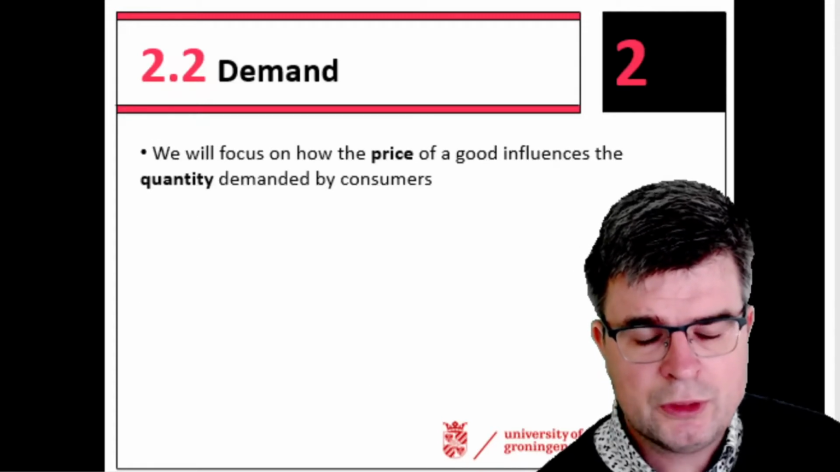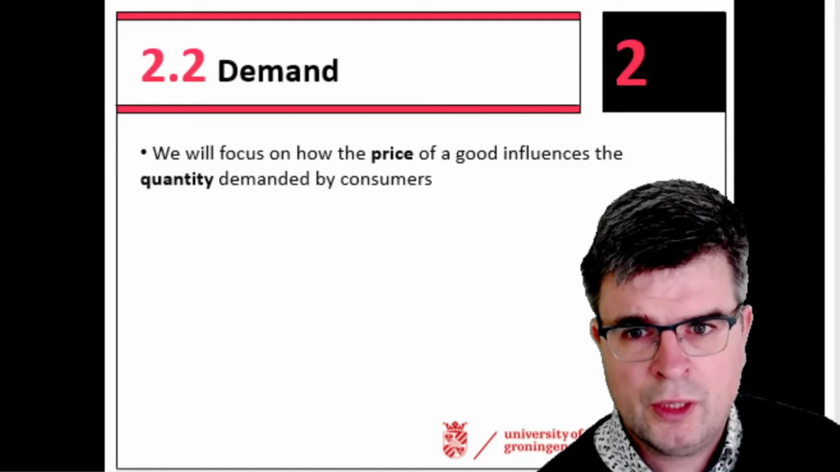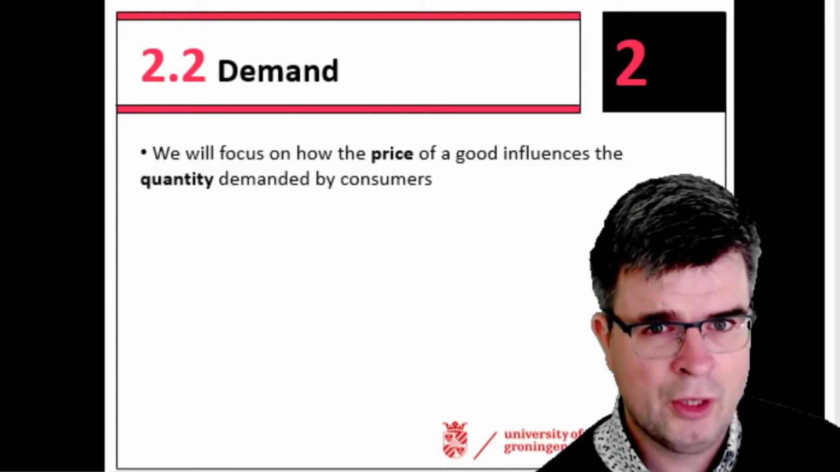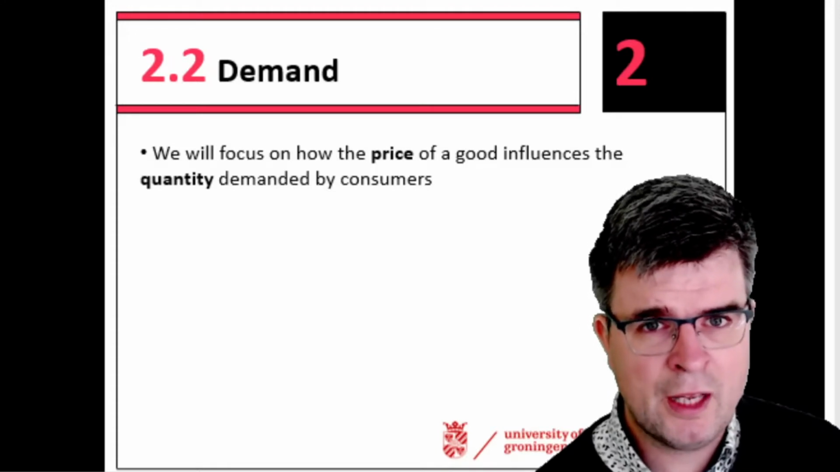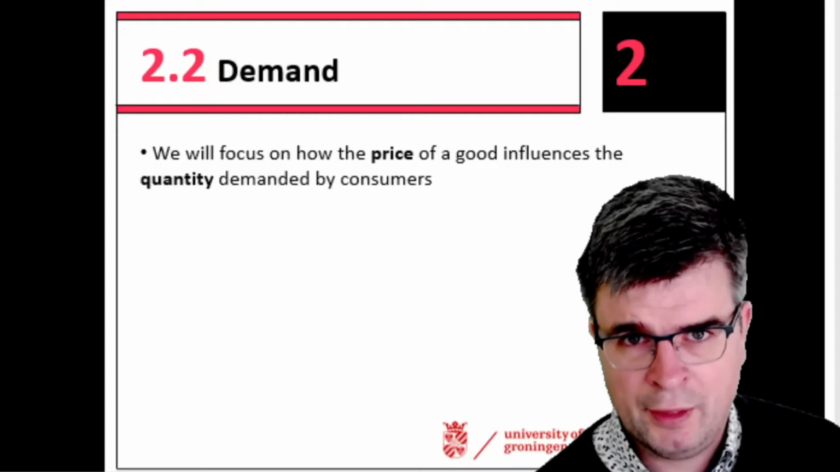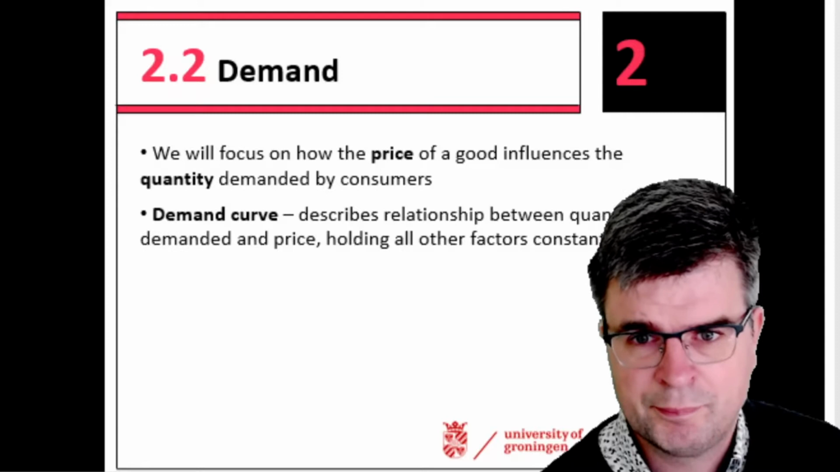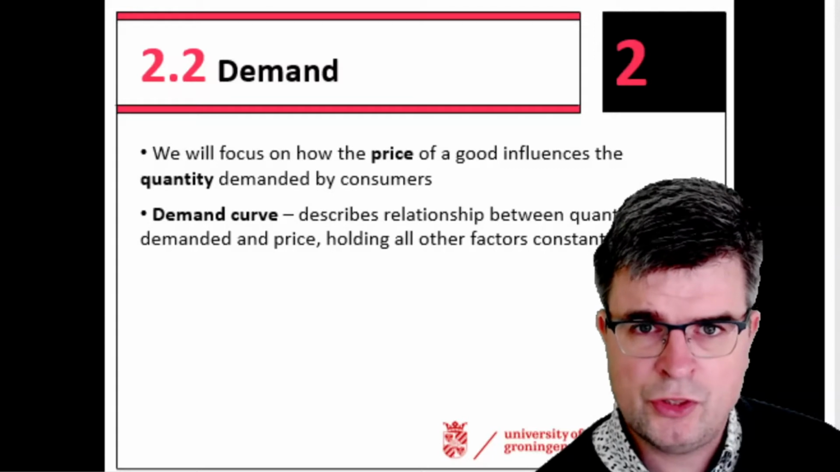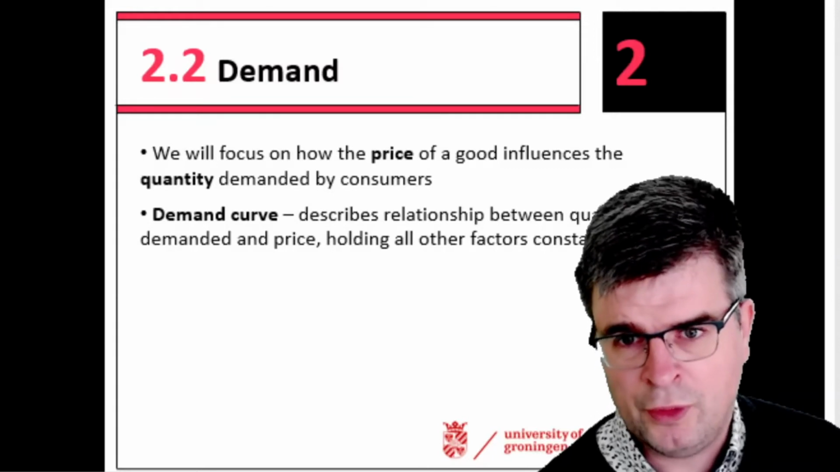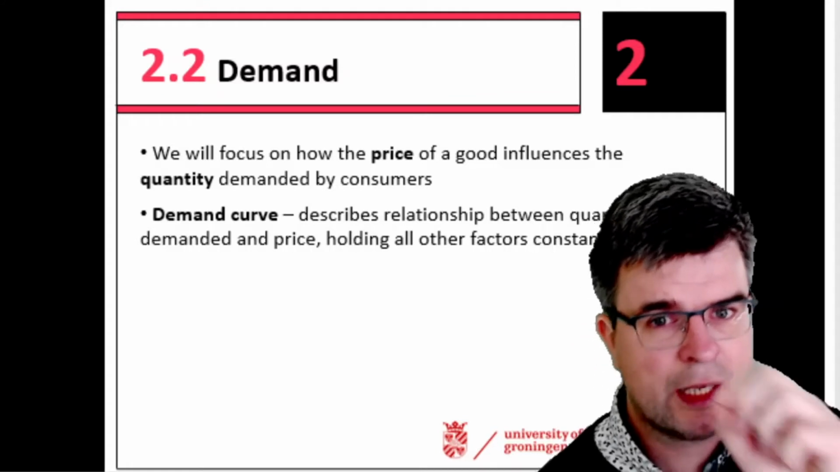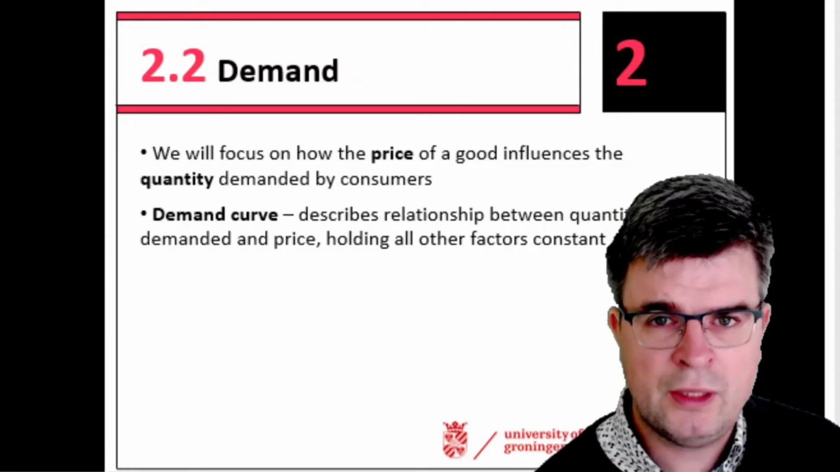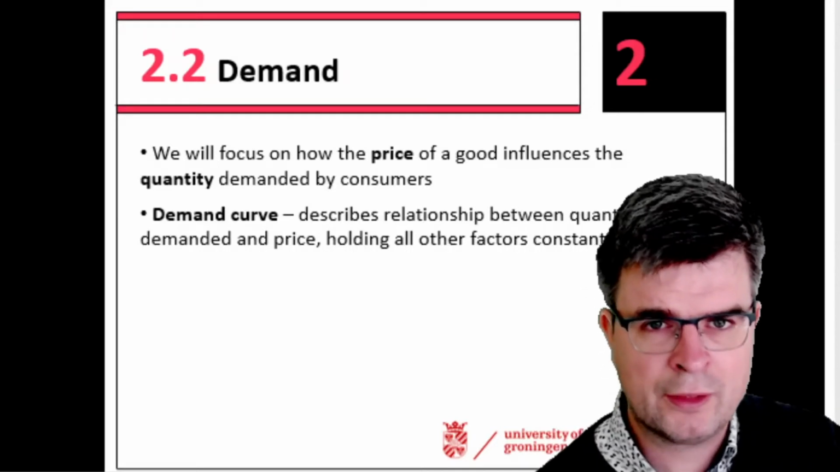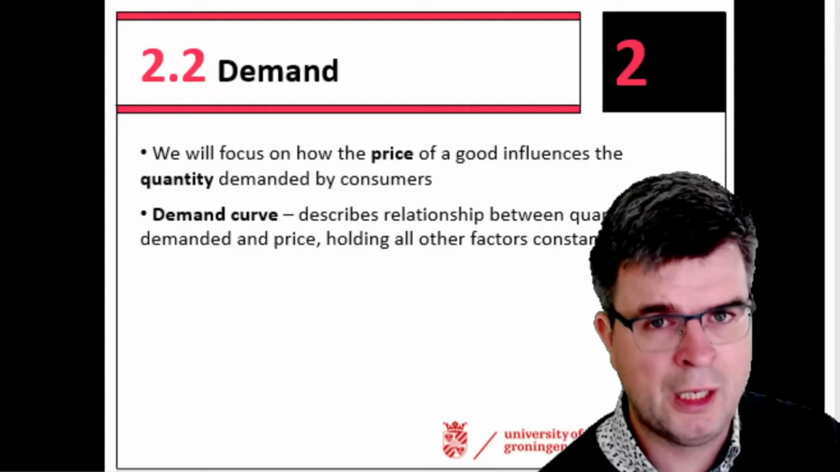First, we will focus on how the price of a good influences the quantity that's demanded by consumers. So we single out one element that affects the demand for a good, and that one element is the price. And by changing the price and seeing how the demand for a good changes, we derive something that is called the demand curve, which describes exactly that, the relation between the quantity that's demanded at a given price of the good. And here we hold all other factors like the consumer taste, the number of consumers, constant.